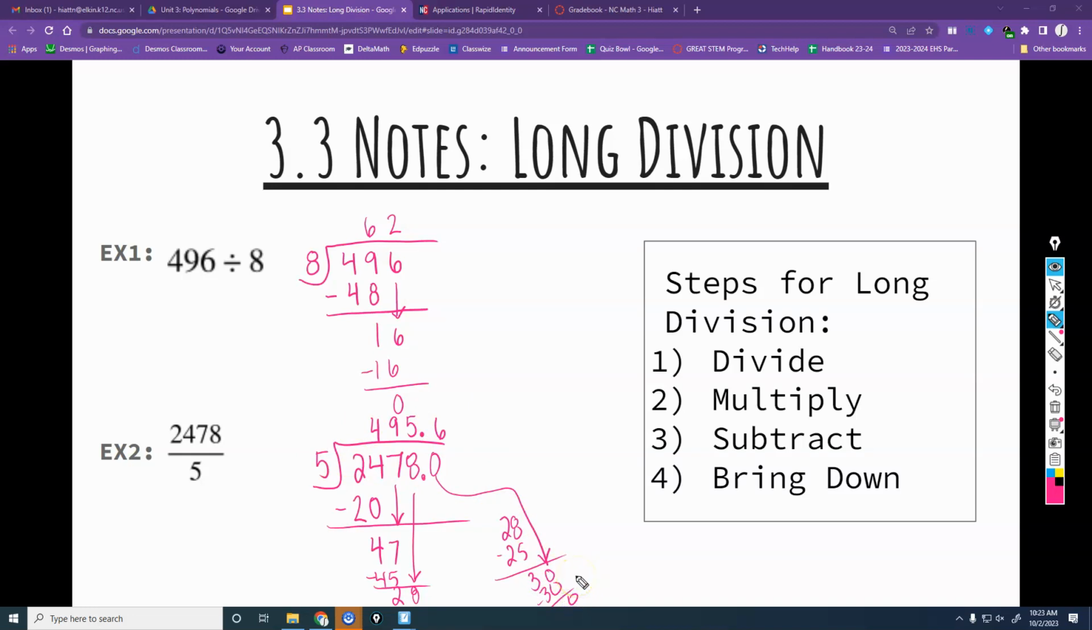Sometimes right here you'll get repeating decimals. You keep getting the same thing over and over, like 3 and 3 and 3. But for this one we had a number there. So 495.6.